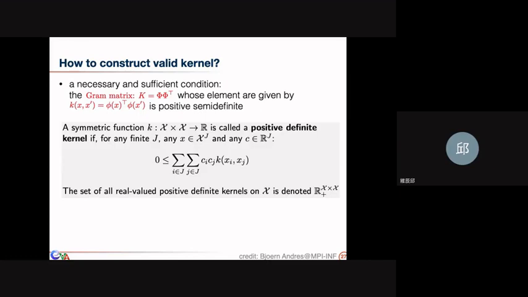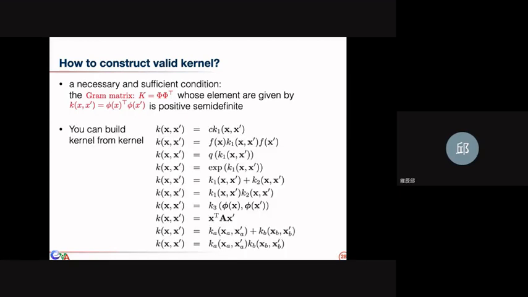Okay, this is the basic idea. This way can help you to justify if your kernel is valid or not. And of course, you can try to build kernels from kernels, right?